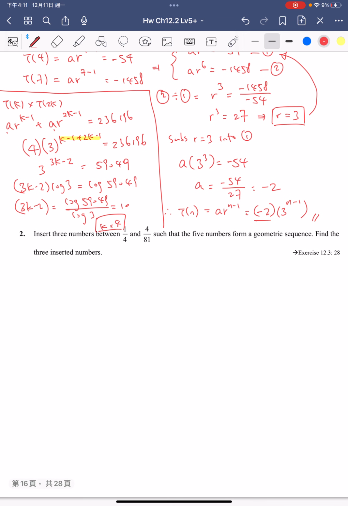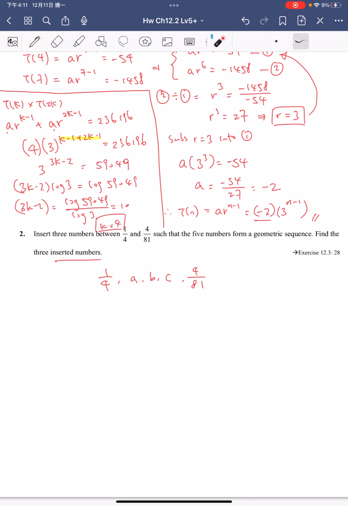So we have to insert 3 numbers between 1/4 and 4/81 such that the 5 numbers form a geometric sequence. And then we have to find out the 3 inserted numbers. Which means that in between the quarter and 4/81, we have a, b, c, isn't it?